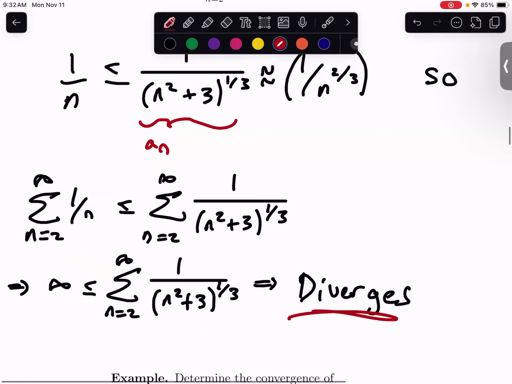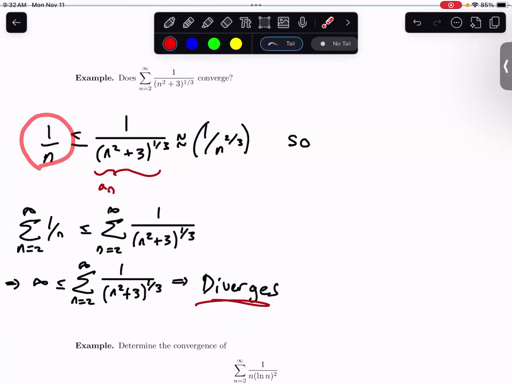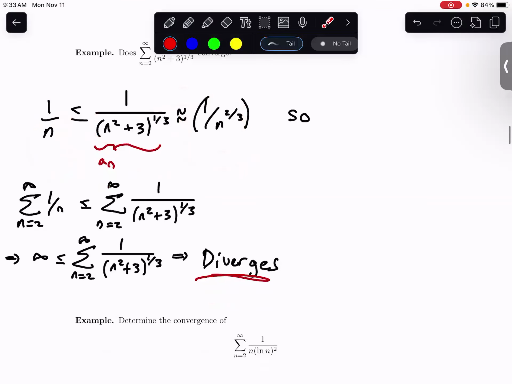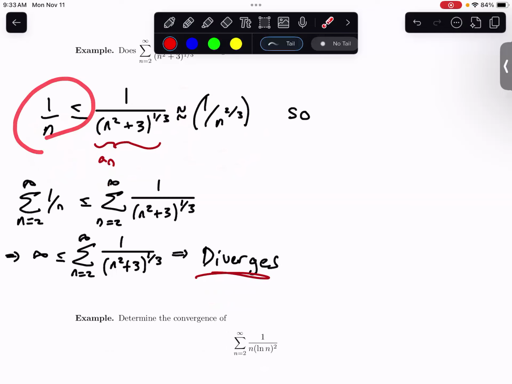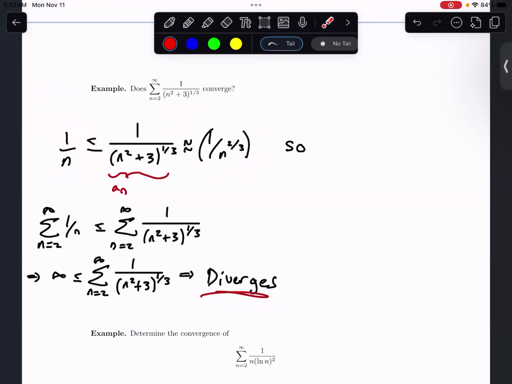In the notes, I go through this in a little more detail, explaining why this is less than or equal to this. You can write things out in terms of derivatives, take derivatives and show that if you do the difference, it's less than 0, so there's a decreasing function. But I think the idea is intuitive enough, that 1 over n is less than or equal to this term, and these two things are approximately equal. So you end up having the following inequality, and then the comparison test does the rest.